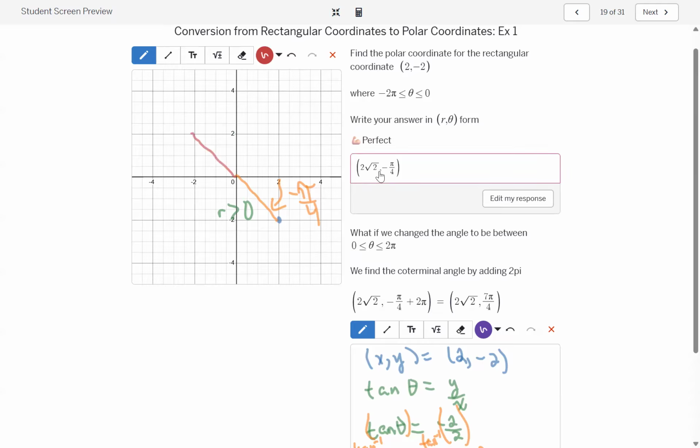So like an equivalent point to our point here, I could use 3 pi over 4 as my angle, but then I would move backwards for my radius. So that's an equivalent point with a negative radius. And I got 3 pi over 4 by taking negative pi over 4 and adding pi.